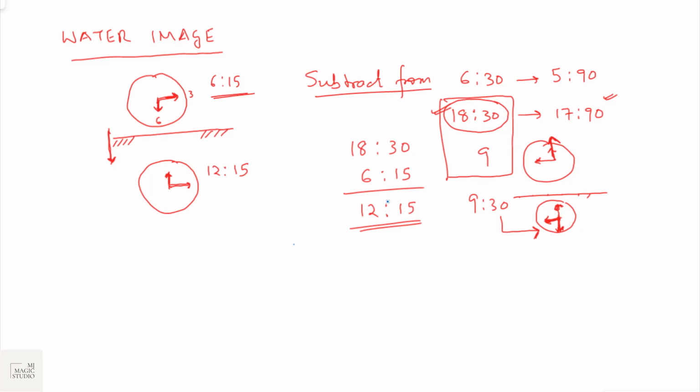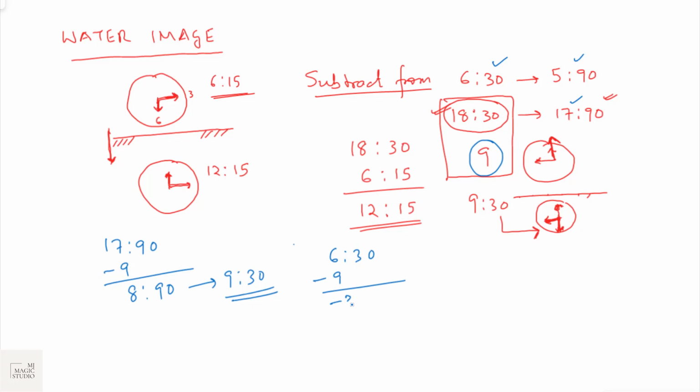One may argue, why are you selecting 18:30 only when you have given these 3 times also? It's simple. If the question is of 9 o'clock, what would be the water image at 9 o'clock? You want to subtract it from 17:90, subtract 9 from it. 17 minus 9 is 8, 8:90. Now 90 is 1 hour 30 minutes, again it will give 9:30. You want to subtract from 6:30, subtract 9 from 6:30, you will get minus 3:30. Now time cannot be negative, so add 12 to it.